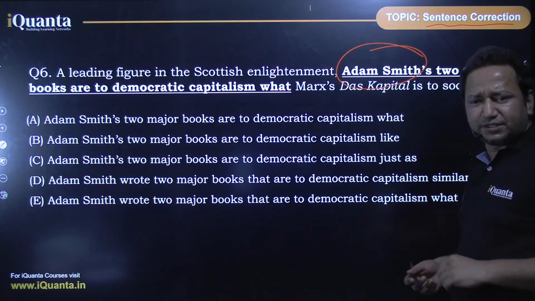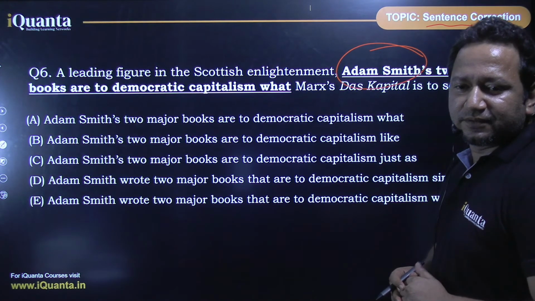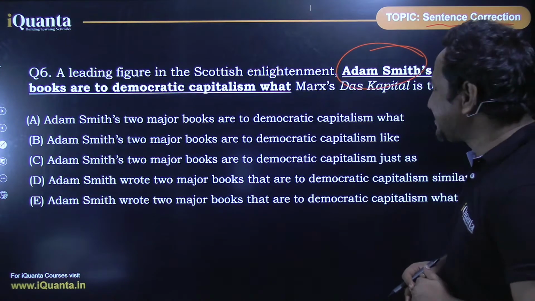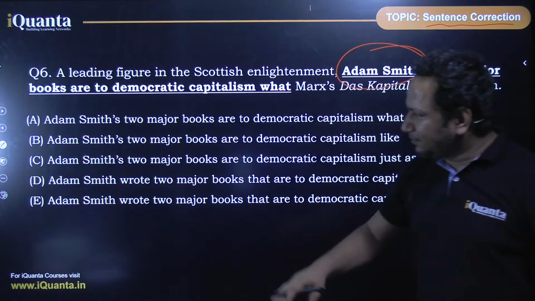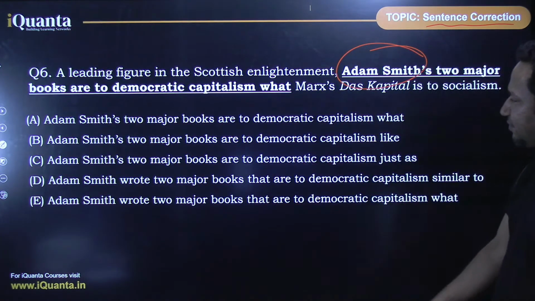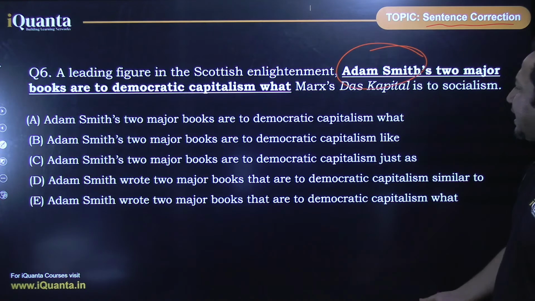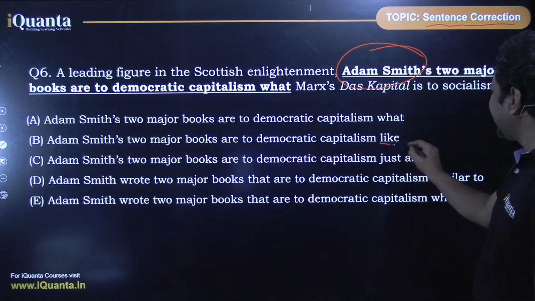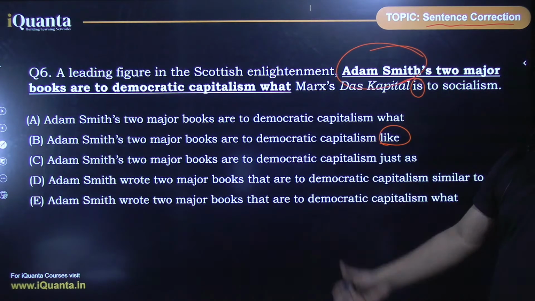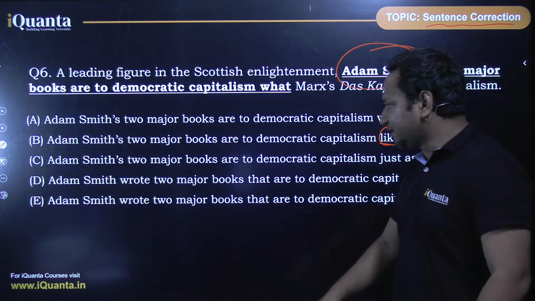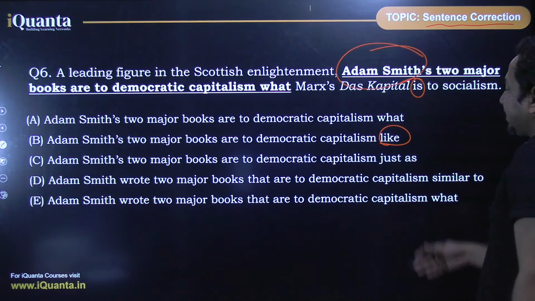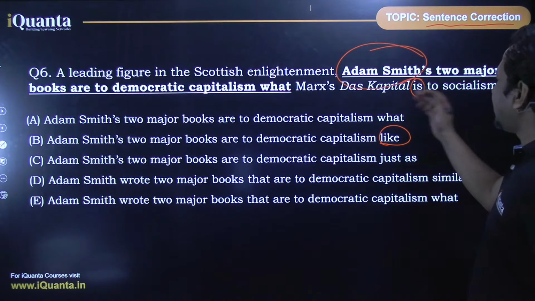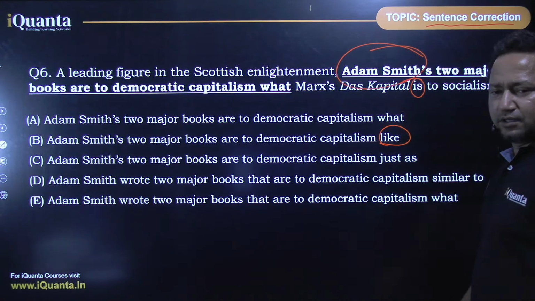Let's read other options. Okay, Saurabh. Drop the modern part. That's very important, man. Option B. Adam Smith's two major books are to democratic capitalism, like Marx's thus capitalist to socialism. Like and is cannot be used grammatically. Let's read more options, then we'll come to the conclusion. Option C says, Adam Smith's two major books are to democratic capitalism, just as Marx's thus capitalist to socialism. Is it correct?